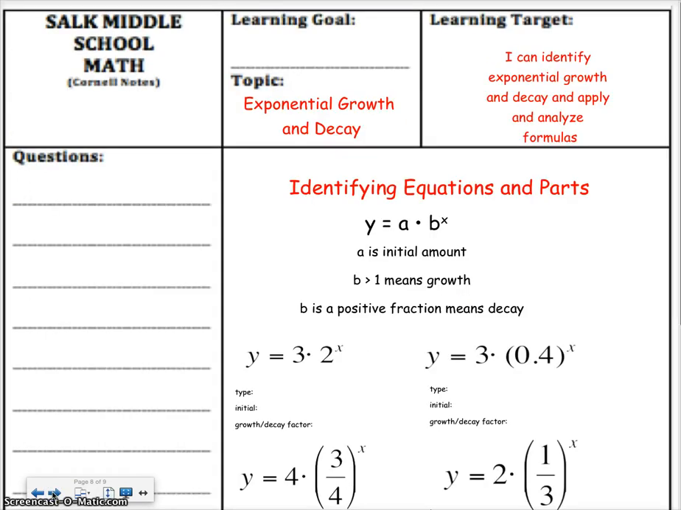This is nice because this just breaks down into connecting exponential decay to exponential growth and analyzing those equations. Remember, here's the form: y equals a times b to the x. That's an exponential function. A is your initial. If b is bigger than 1, it means that it's growing. If b is a positive fraction or decimal, it means that it's decaying.